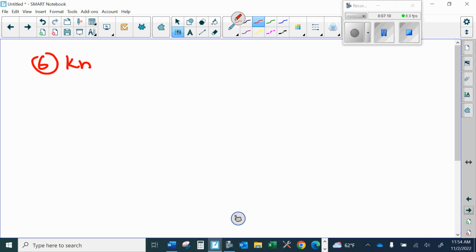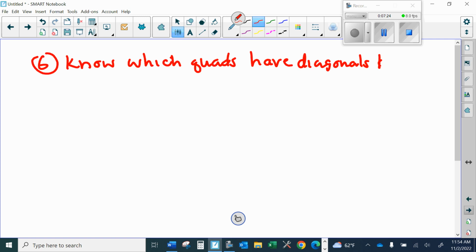Know which quads have diagonals that are perpendicular to each other. So not just one of them, you know, all of them that satisfy that.